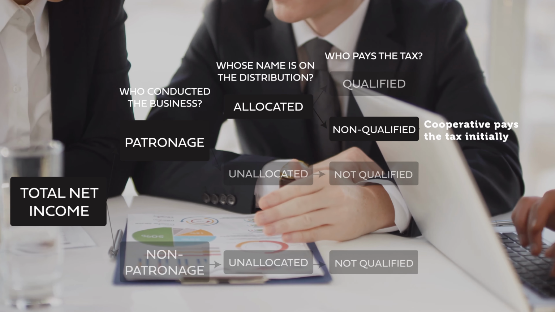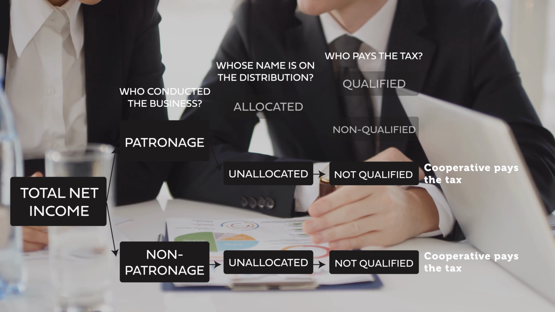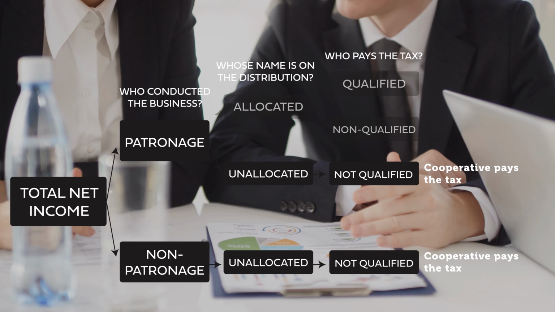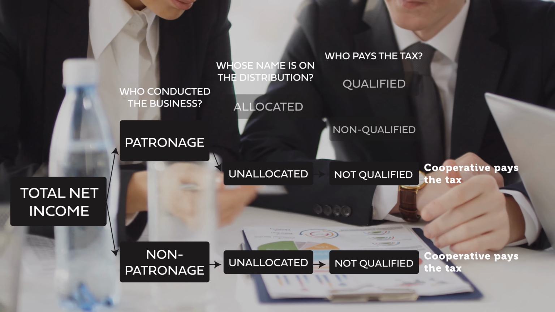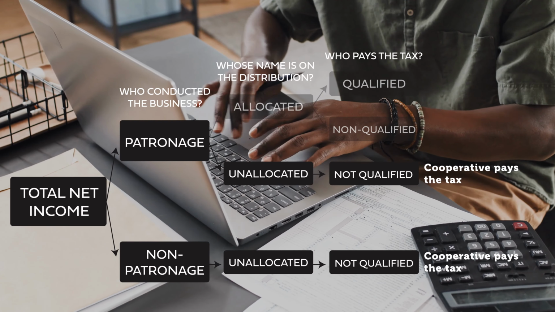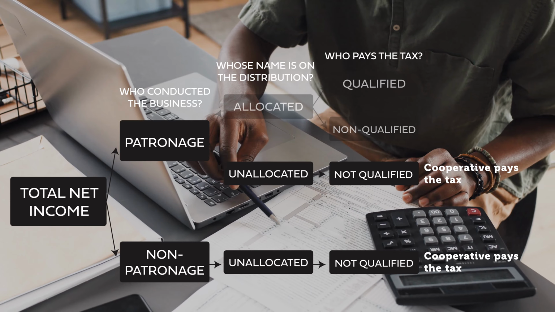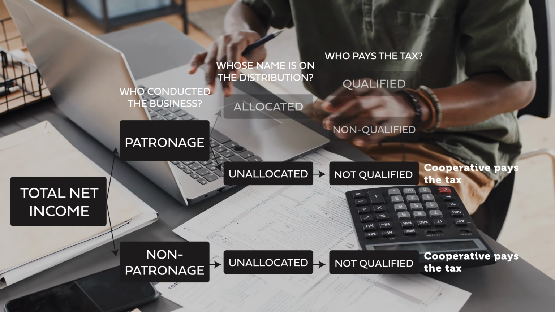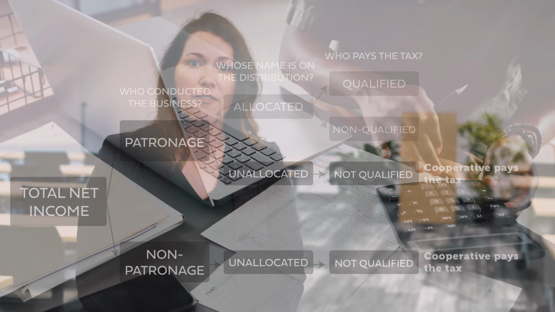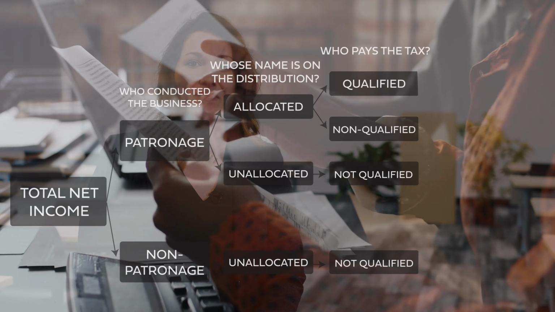All other distributions, such as unallocated patronage and unallocated non-patronage, are not able to be distributed back to the member, so they are not qualified and the cooperative is responsible for paying the tax. For more on qualified and non-qualified distributions, please refer to our separate video on this topic.